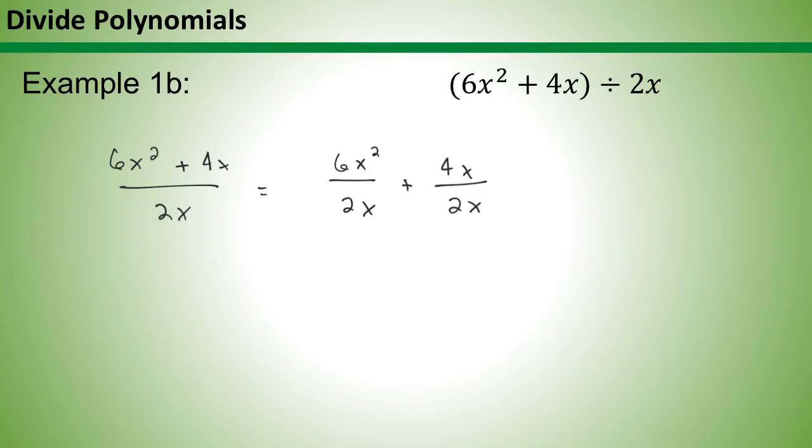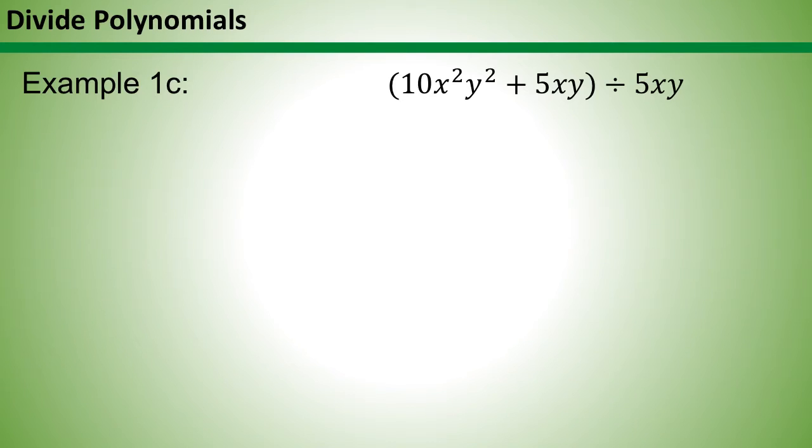Okay, so this first one, 6 divided by 2, that's going to be 3. X squared divided by x, there's 1x remaining. Okay, the next term, 4 divided by 2, that is going to be 2. And those x's are going to cancel each other out. So this would be my answer here, 3x plus 2 is what we get when we divide these polynomials.